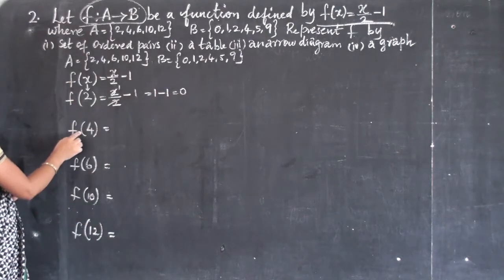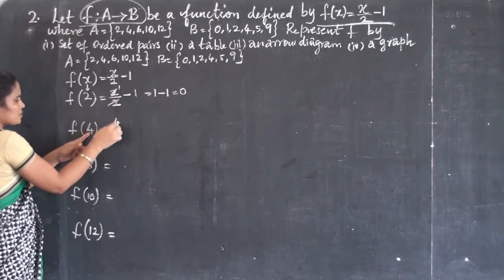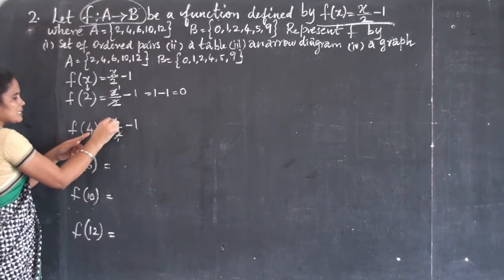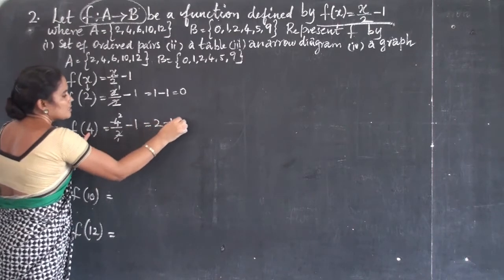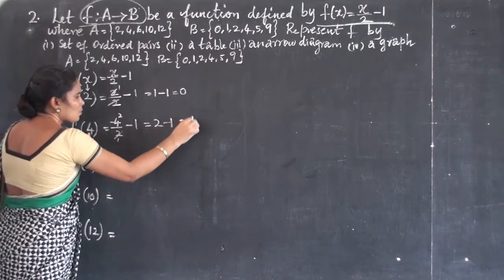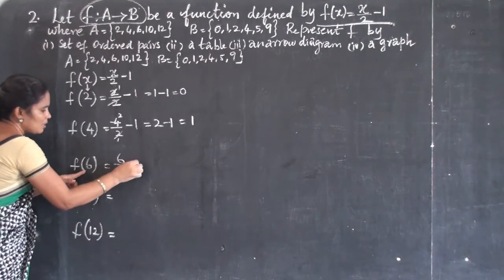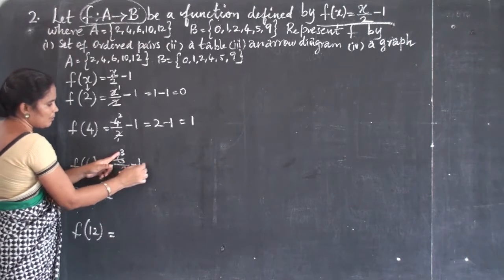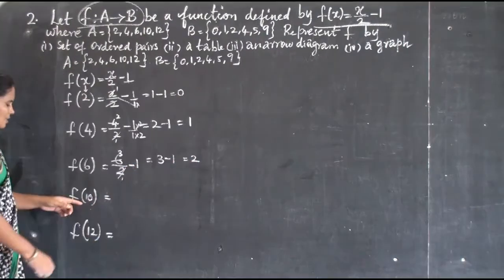Then f of 4. In the place of x, write 4 divided by 2 minus 1. 2 ones are 2, 2 twos are 4. So 2 minus 1 is 1. And then f of 6: 6 divided by 2 minus 1. 2 ones are 2, 2 threes are 6. So 3 minus 1 is equal to 2.